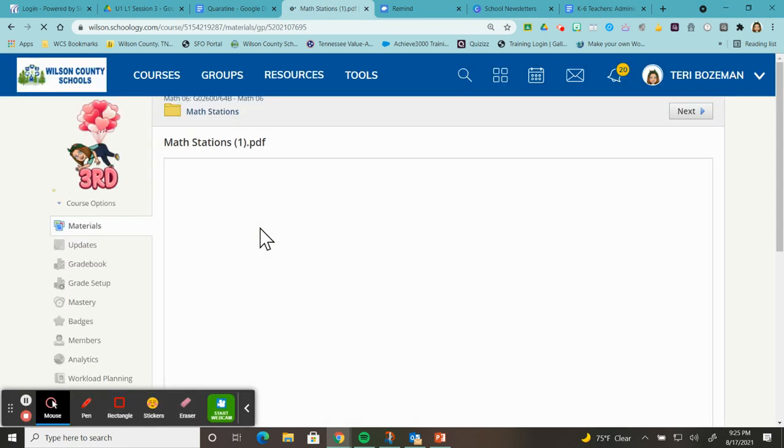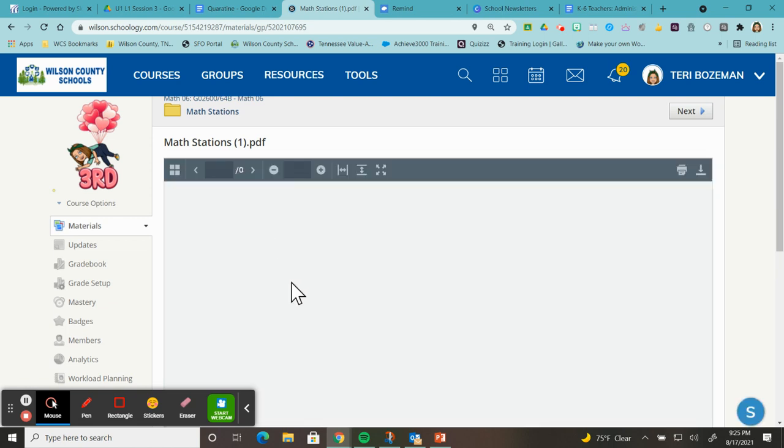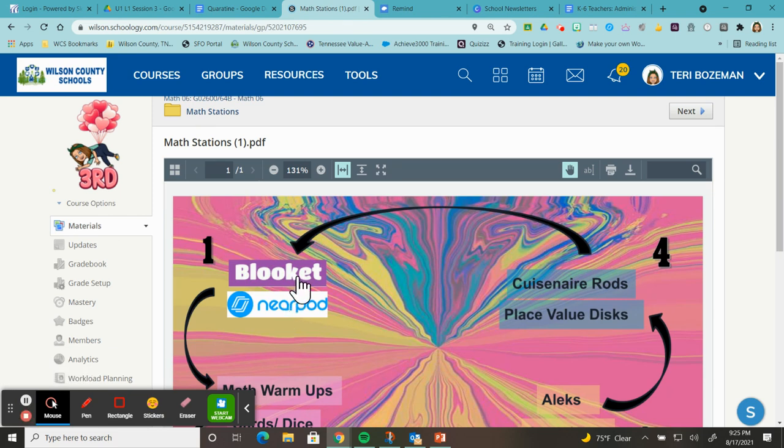There wasn't a great way to do that with the math warm-ups without going into details about how to find a copy of something on your Google Drive. So you can just hover over Blooket or hover over the Nearpod and click it, and it will automatically open up into the window with what you need.